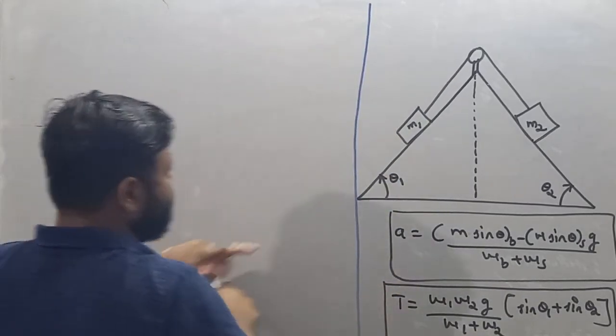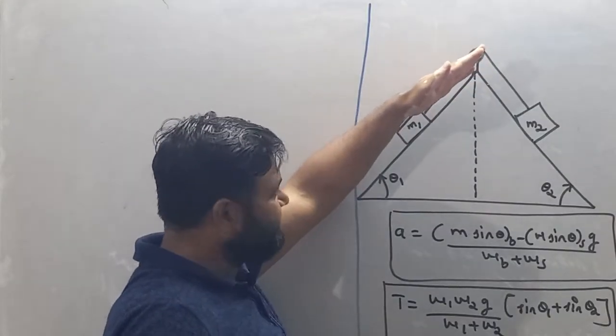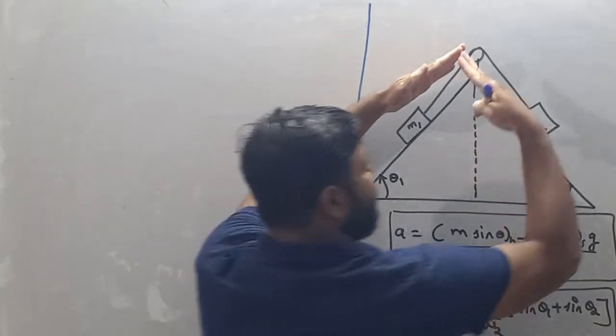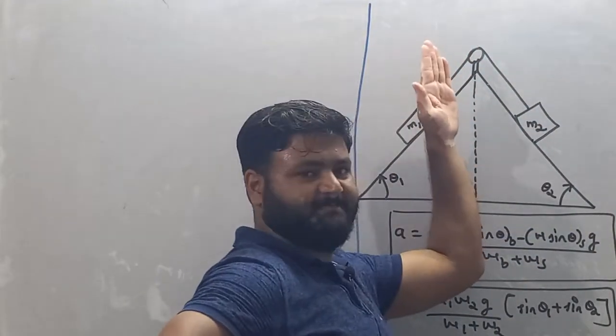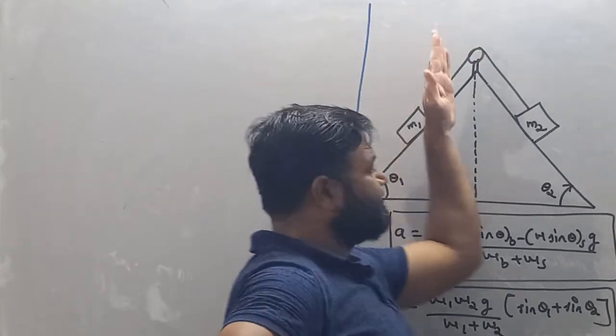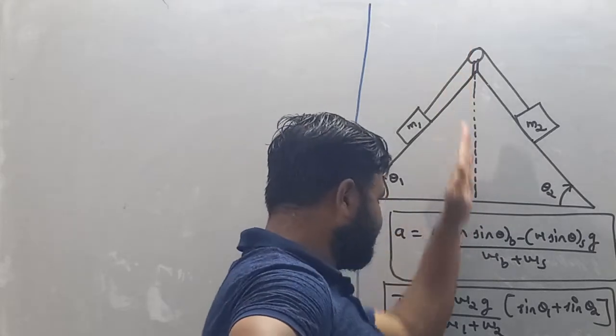Let's suppose this angle is theta 1. See, my dear student, try to understand. This angle is theta 1 and this angle is theta 2. Let's suppose this angle becomes like this. So if this angle becomes like this, if this line becomes like this, then it is a straight line.